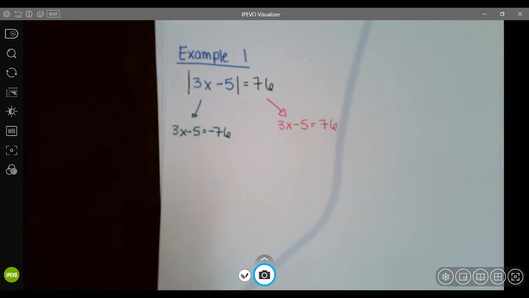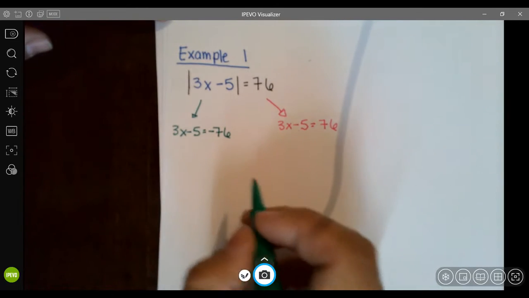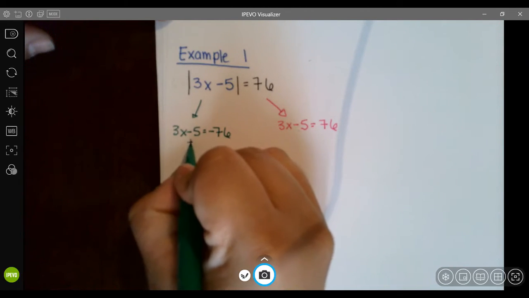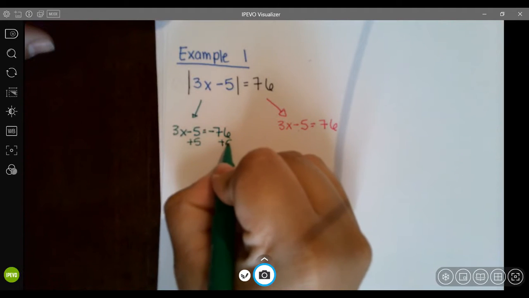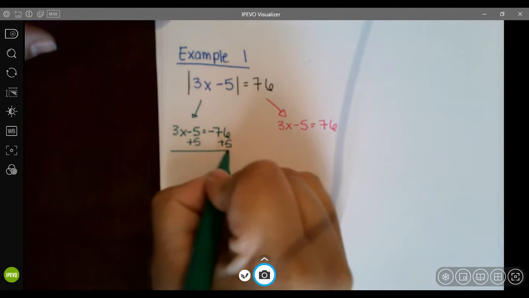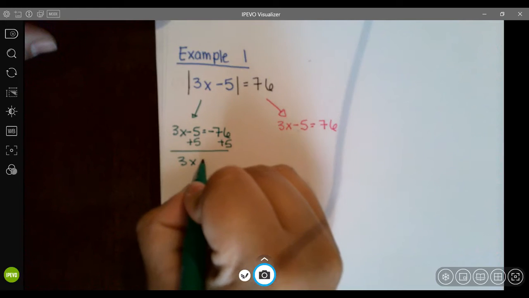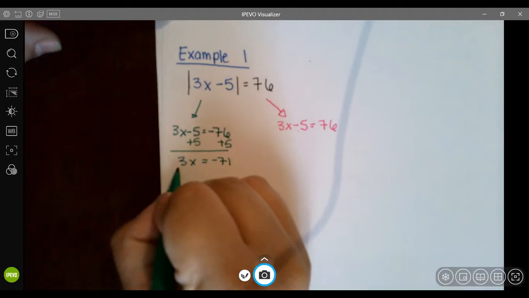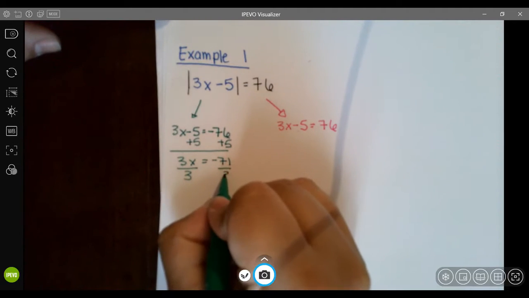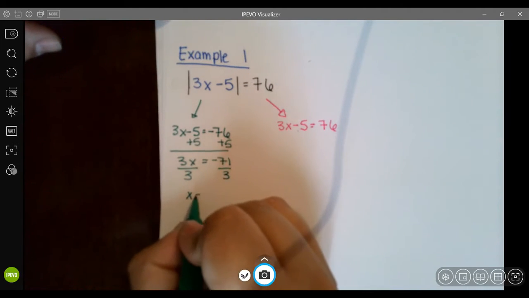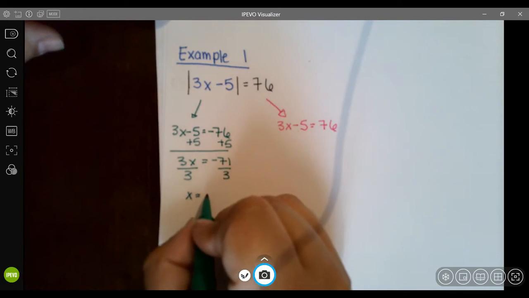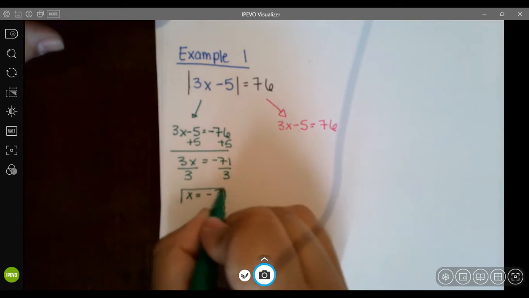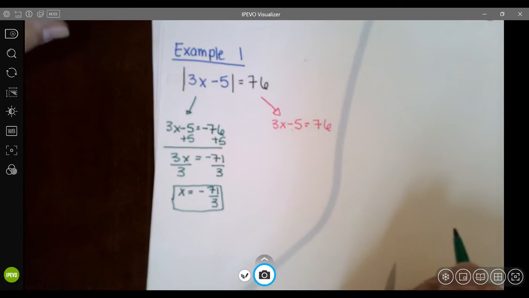Okay, so I'm going to do one by one, and I'm going to go ahead and solve it. So over here, I want to isolate my x. So first thing I'm going to do is get rid of my 5, move it over to the other side, and I get 3x equals negative 71. And then last thing is to divide by 3. And 71 divided by 3 can't be simplified anymore. So that's just the way it's going to stay. And I'm going to block it in so that I know that's my solution.